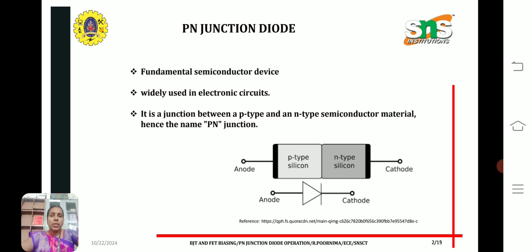So basically it is a junction between a p-type and n-type semiconductor material. We know about semiconductor materials, where by using the doping method we create p-type and n-type semiconductor. In this we have two terminals, the anode and the cathode. The symbol is shown in this diagram, where p-type is the anode and n-type is the cathode. So a PN junction diode basically operates in the forward biased condition.